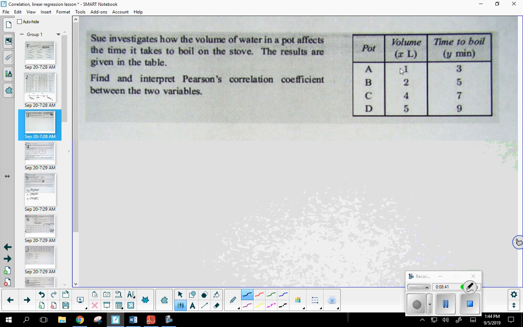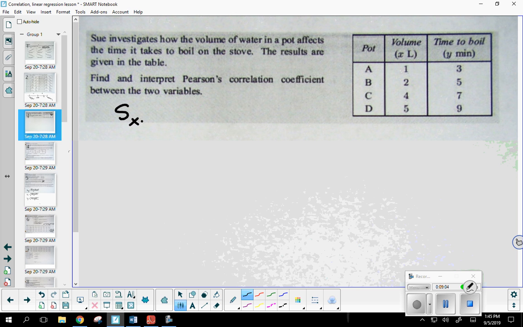Okay, to find the correlation coefficient R, there are 3 parts. We have to find the covariance and then the standard deviation for each of the 2 data sets. So we have 2 sets of data here we're comparing. The X's, which are the liters, and the water, which is the time it takes to boil. Okay, so here are the 3 formulas.